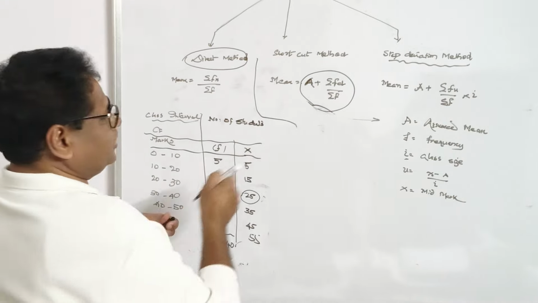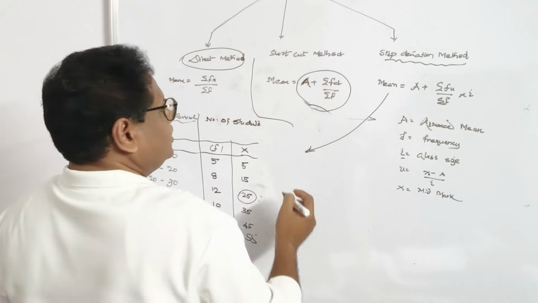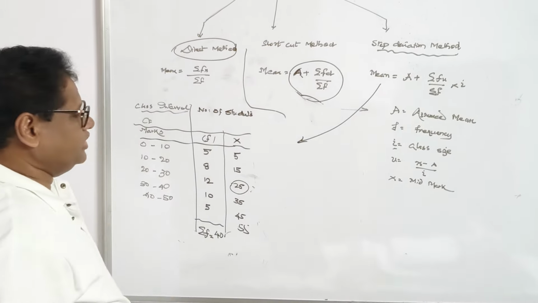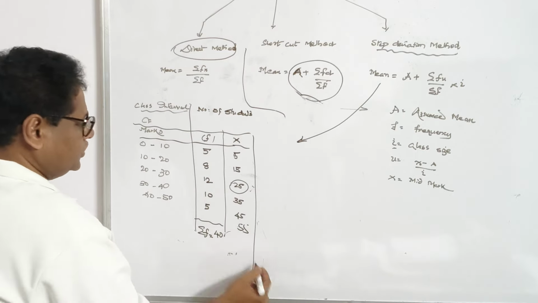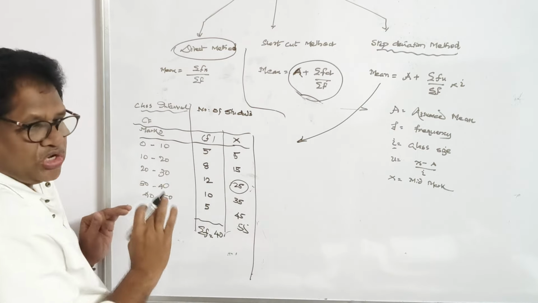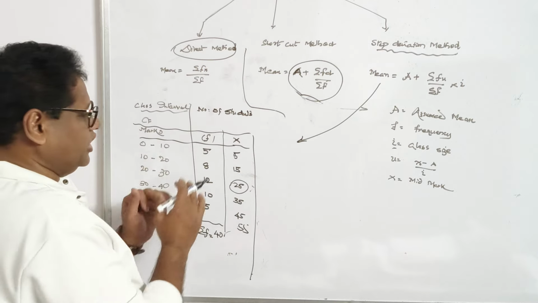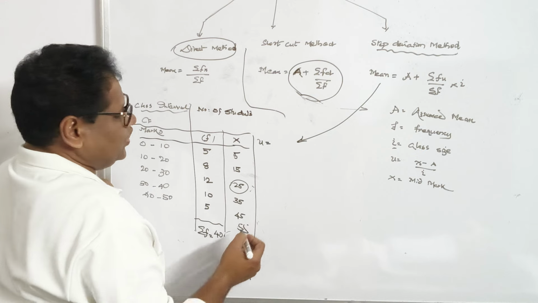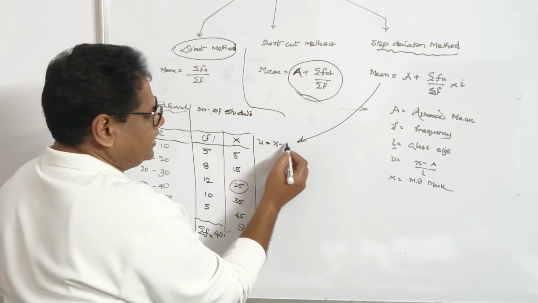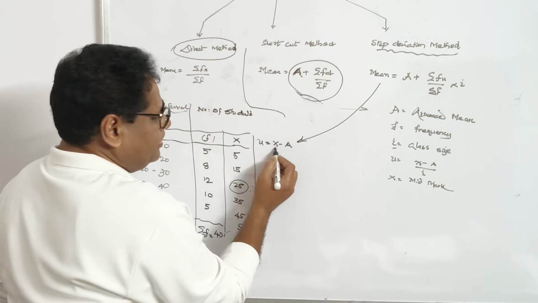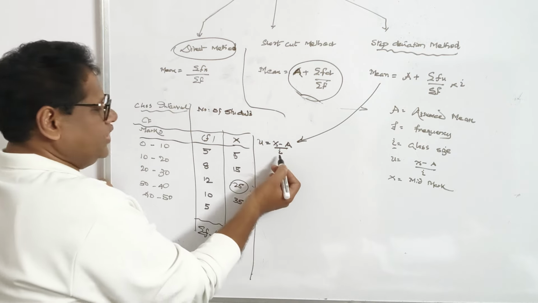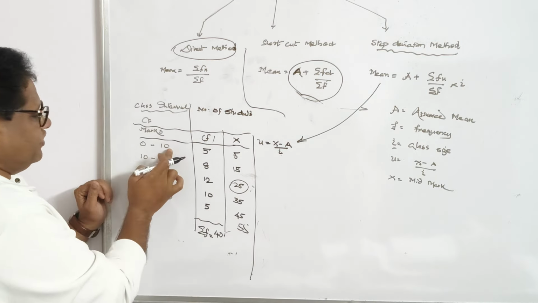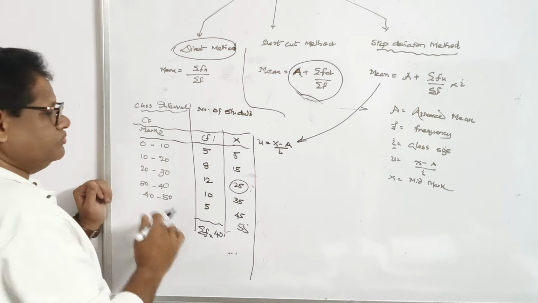Now we are coming to the third and the last method, calculation of mean by step deviation method. Okay, see, after having these three columns, class interval, frequency, mid mark, we are now going to move to find the value of u. U means x minus the assumed mean divided by I. You know what is I? It is a class size, the difference of upper limit and lower limit.